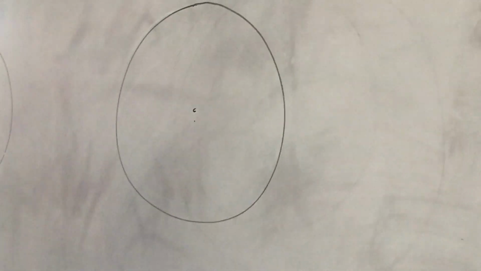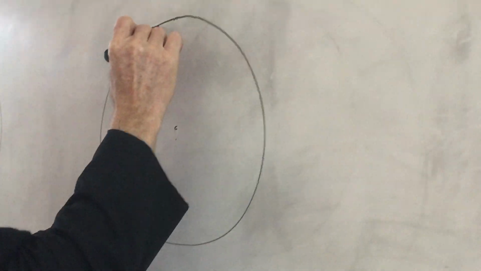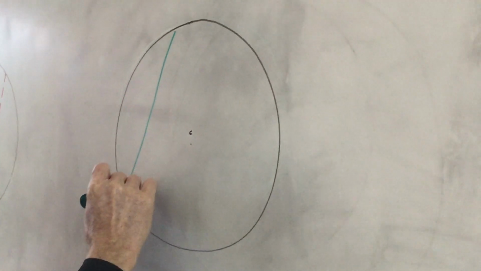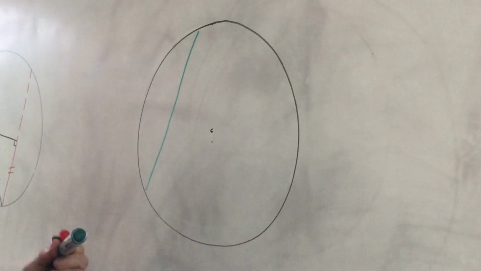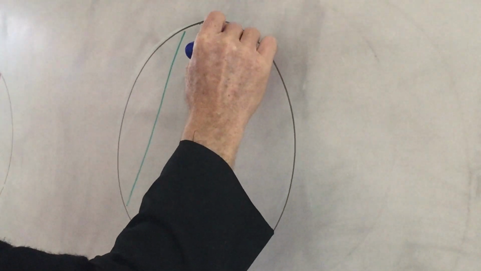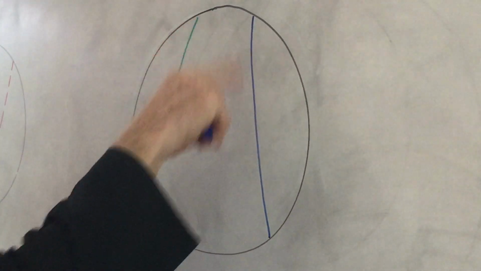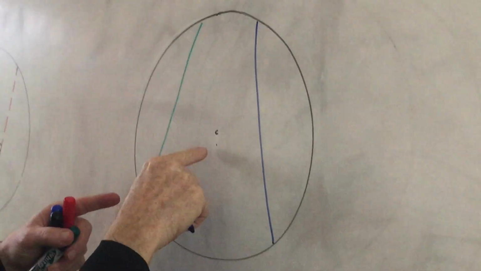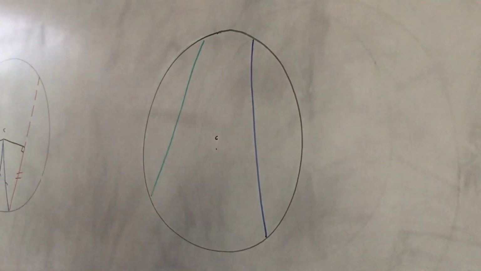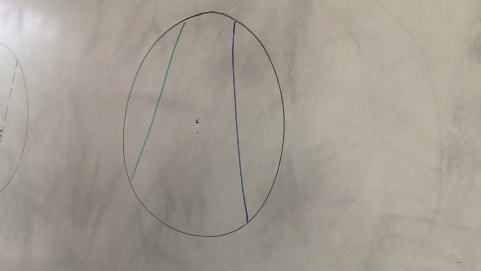And let's have lines which are given to be equally distant from the center. Okay, let's do it this way, just make it a little bit different. Let's have it be given now that these two lines are equally distant from the center. Thus it is required to show that these two lines are also equal to each other.